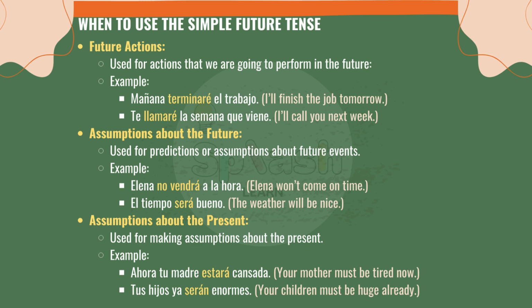Assumptions about the present. You can use it to make assumptions about the present situation. Ahora tu madre estará cansada. This means, your mother must be tired now. Tus hijos ya serán enormes. This means, your children must be huge already. The simple future tense helps us express these ideas clearly and accurately.